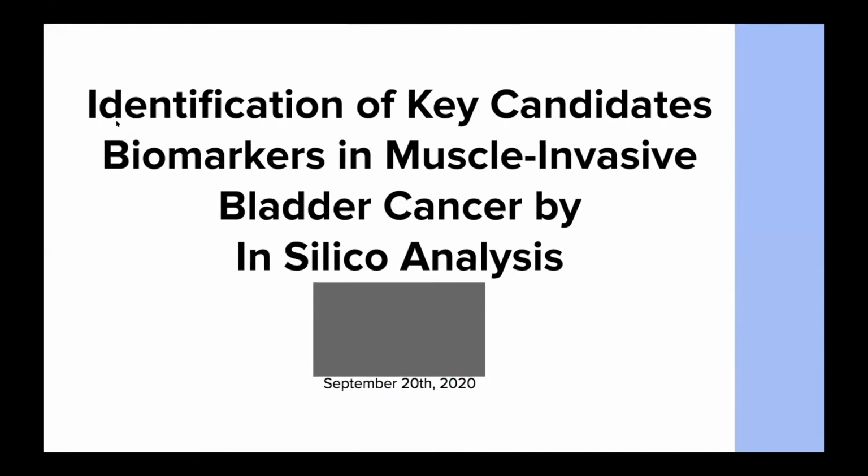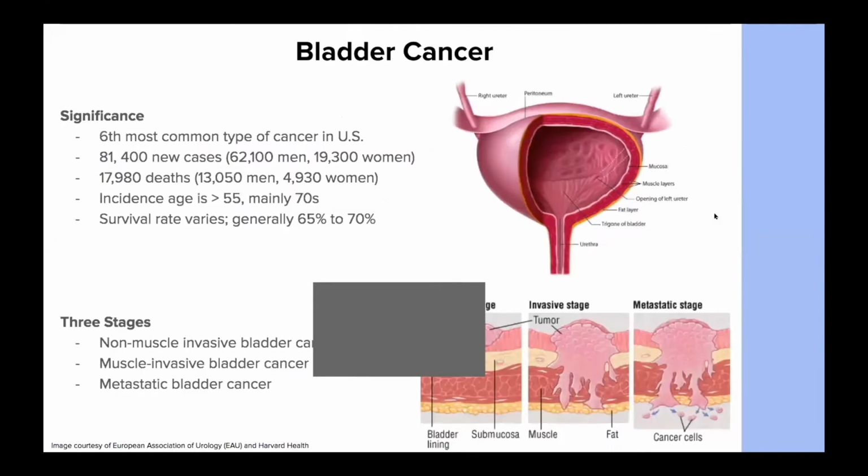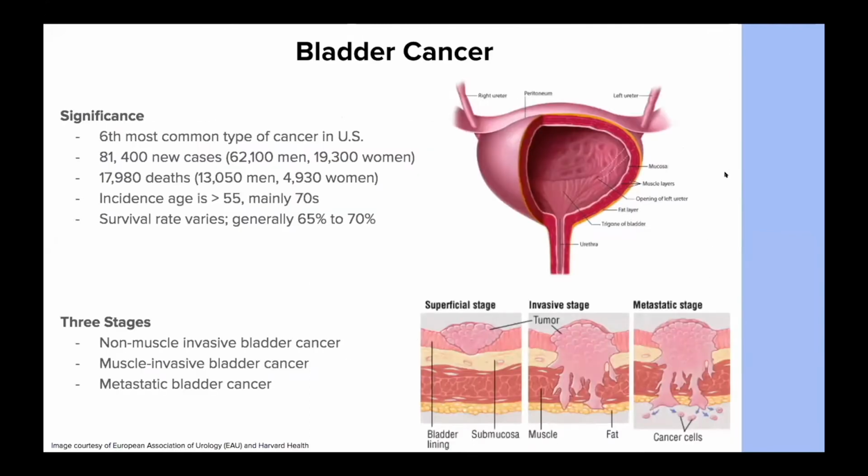So my project was on identifying key candidate biomarkers in muscle-invasive bladder cancer using in silico analysis. So what is bladder cancer? Bladder cancer is the proliferation of urothelial cells in the bladder, and this is also known as urothelial carcinoma.